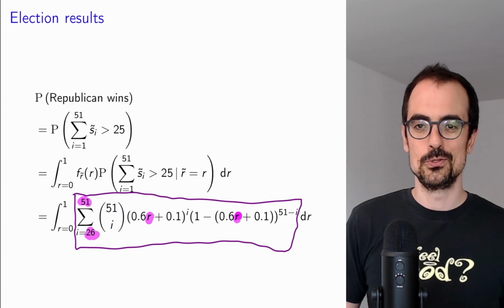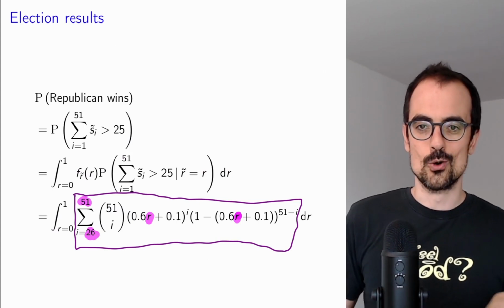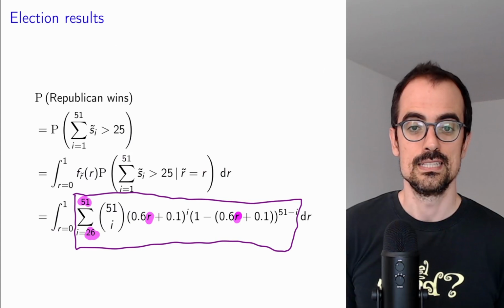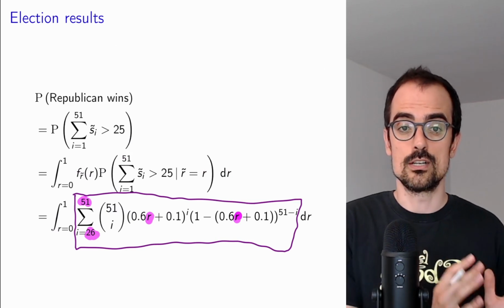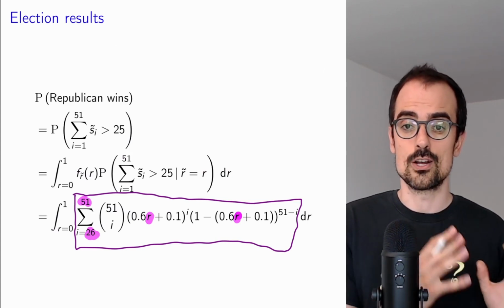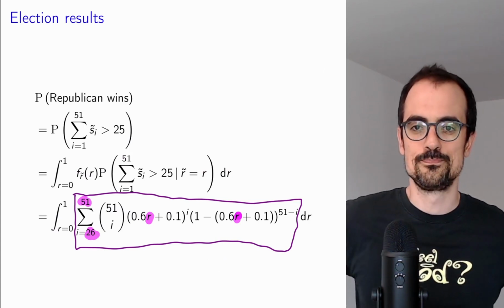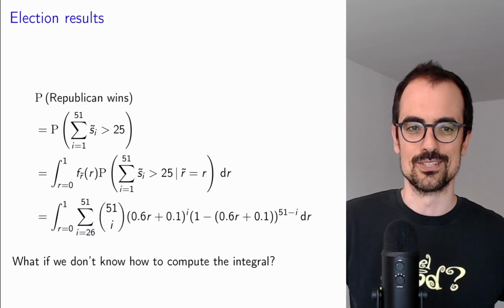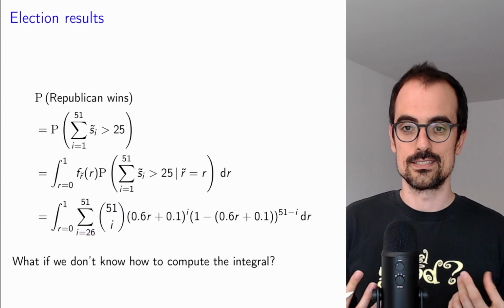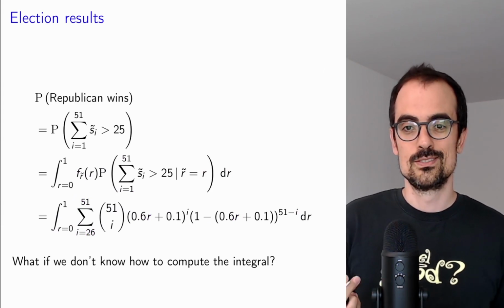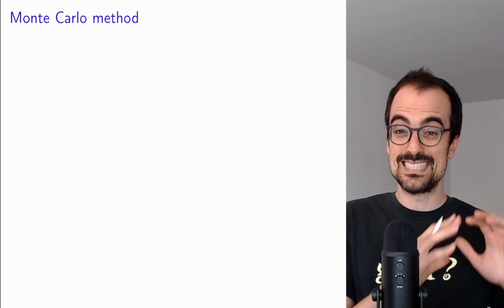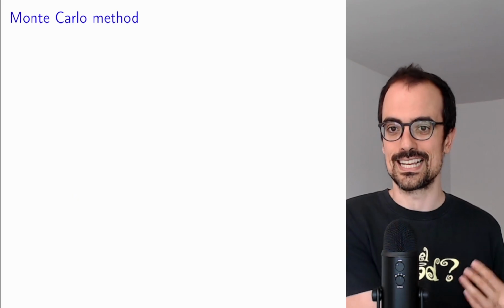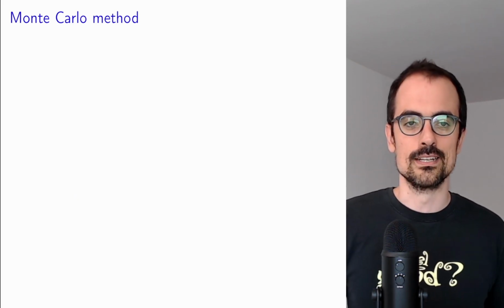We can actually do this. I mean, this is a well-known integral for which we could look up the answer, but imagine that we didn't know how to compute this integral, which looks very, very complicated. What would we do? What if we don't know how to compute this integral? How do we get our final forecast? Well, what we would do would be to use the Monte Carlo method, and this is used all over the place in forecasting when things get slightly complicated, which is always the case in practice.